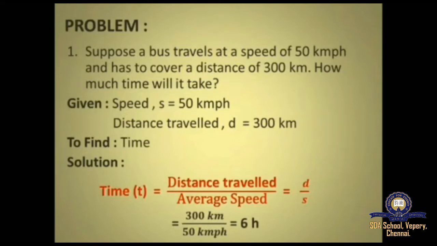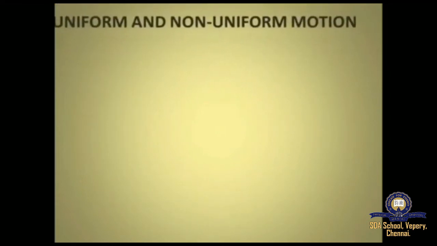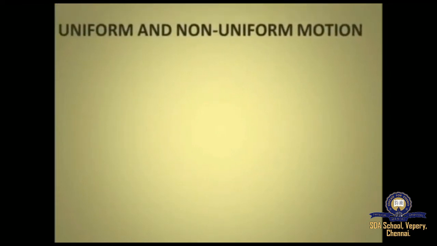Got it? So you're going to divide the distance by speed. So what is the distance? It is 300 kilometer divided by 50 kilometer per hour. So the kilometer gets cancelled. 300 by 50 is, you're going to cancel out the zeros. So 30 by 5 is 6. And the hour in the denominator goes to the numerator. So we get the answer as 6 hours. Got it, students? We'll move on to the uniform and non-uniform motion.